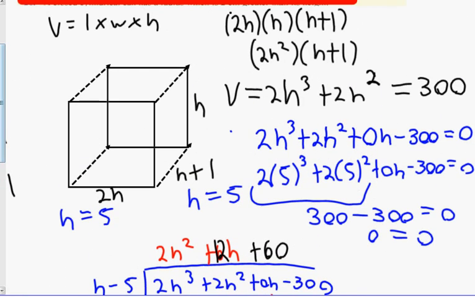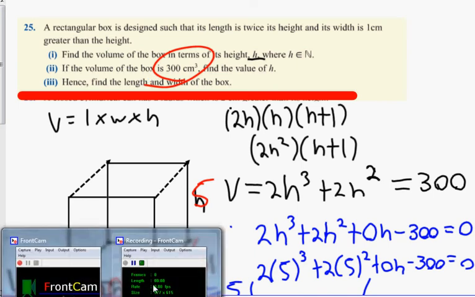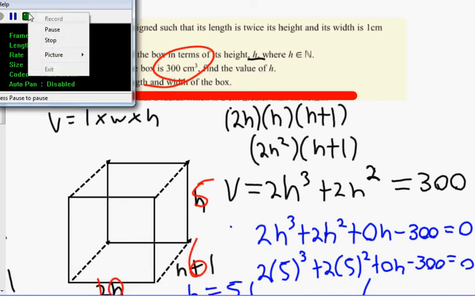That means the height is 5, the length is 10, and the width is 6. 10 by 6, 60, 60 by 5, 300. And you know you're dead certain that you're right.